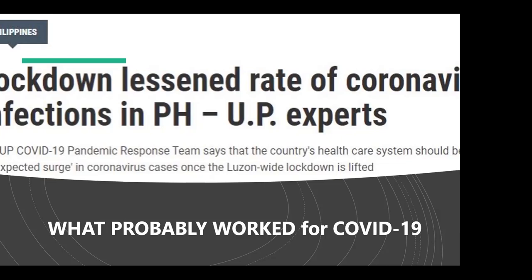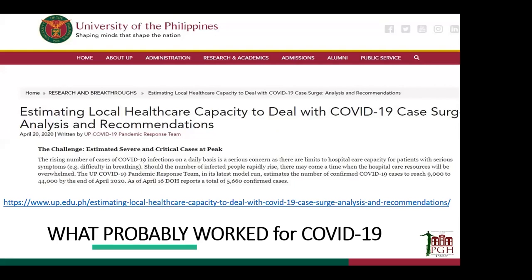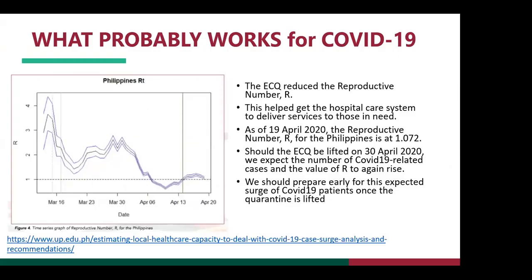And they analyzed it, and they mentioned that the lockdown actually lessened the rate of the coronavirus infections. This is seen in this particular policy statement from our university. And in the graph here, it would be very clear that there was actually a significant reduction in the R, in the reproductive number. So that right now, the R number is less than one at this time.